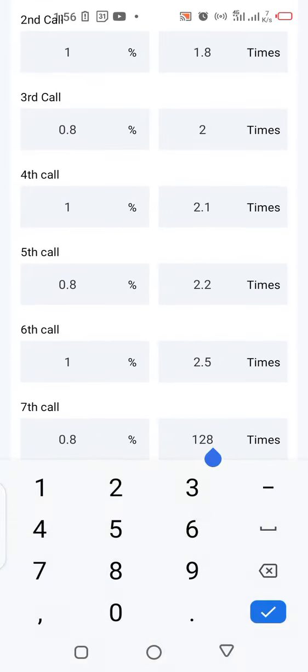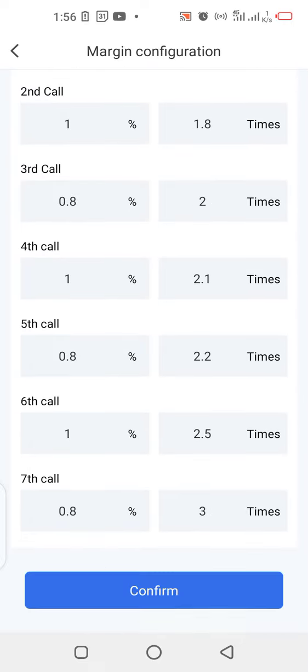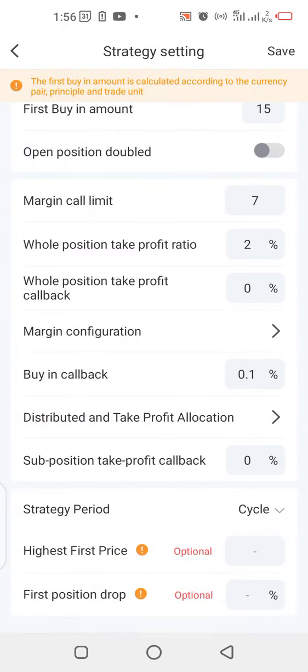Now you keep on increasing. Let me say this be 2.2, then let me say this be 2.5, then this should be 3%. The first 3 margin calls we found out was 72. Now 3 times 15 is 45, 2.5 times 15 is 37, then 2.2 times 15 is 33.